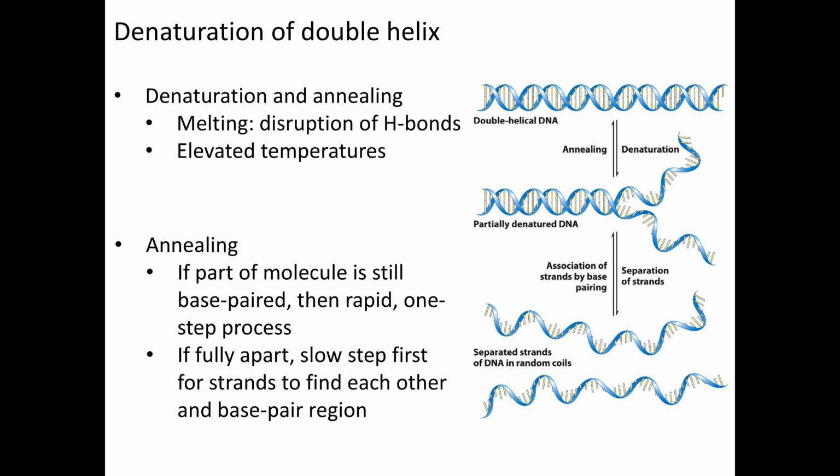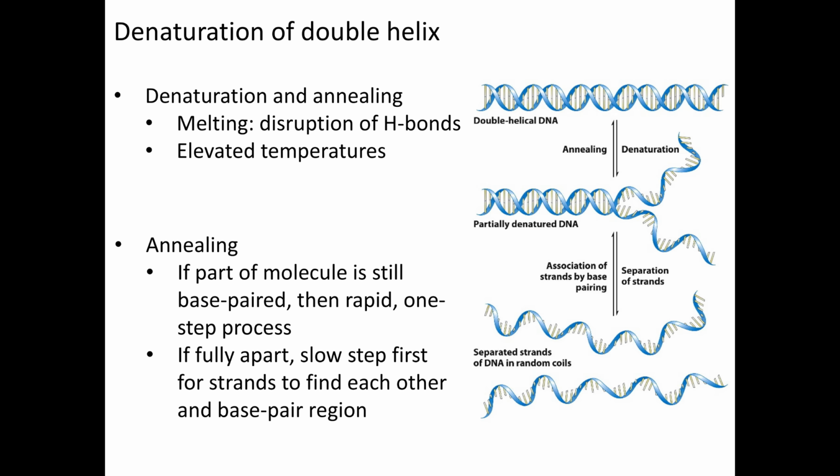As temperature increases, thermal motion destabilizes hydrogen bonds and base stacking interactions, causing the double helix to unwind and separate into single strands. When denaturing conditions are removed, complementary DNA strands can reassociate through a process known as annealing or renaturation. Annealing depends on how much of the molecule remains base paired. If part of the DNA molecule is still base paired, annealing is typically a rapid, one-step process, as the remaining paired region serves as a guide to quickly reform the double helix.